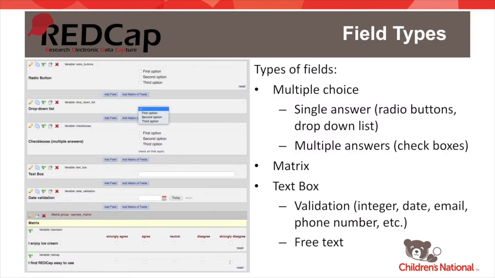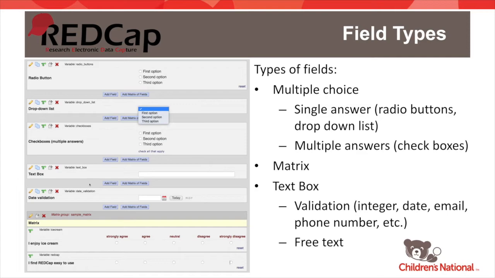Here's some common field types. So the first here, radio buttons. This is sort of your classic online exam type question. You also have a drop-down list. This is encoding the same information as the radio buttons, just in a slightly different format. You have checkboxes, similar to the radio buttons, but they allow multiple answers to be selected.